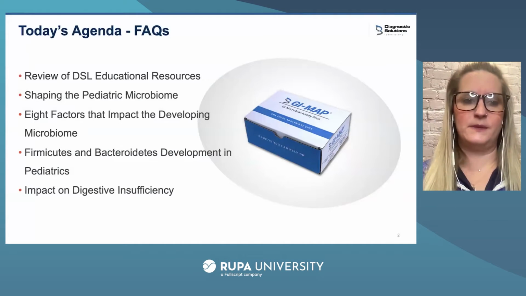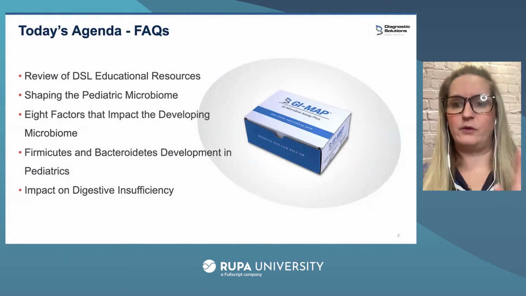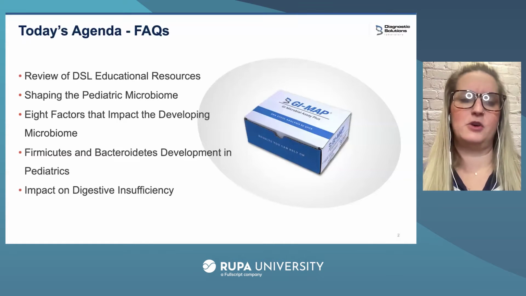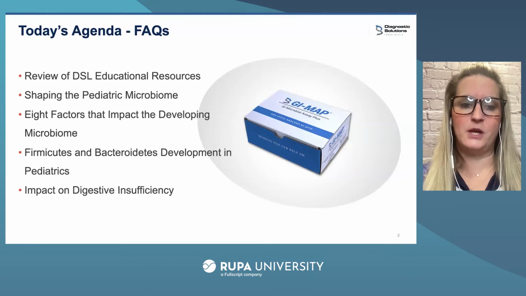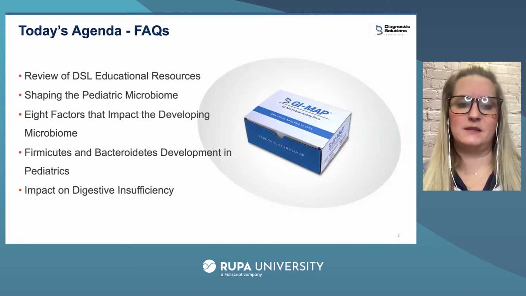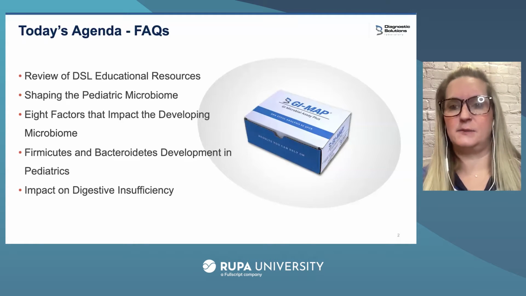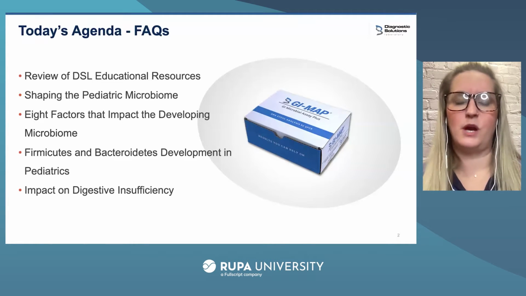We're going to learn about some of the DSL education resources, just so everyone knows where they are and what we have. We're going to be talking about shaping the pediatric microbiome, the 8 factors that impact the developing microbiome, Firmicutes and Bacteroidetes development in pediatrics, which is super important, and the impact on digestive insufficiency, things that I typically see in my practice when I'm working with kids.